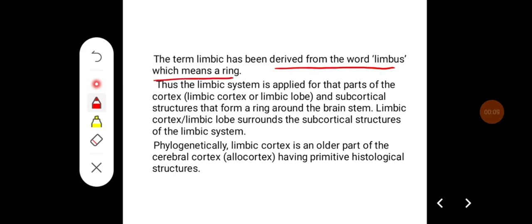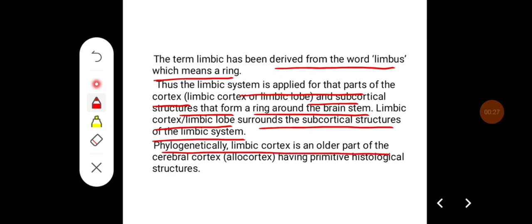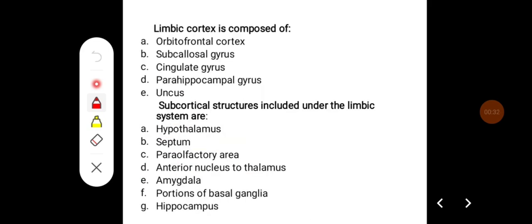which means a ring. Thus, limbic system is applied for that parts of cortex and subcortical structures that form a ring around brainstem. Limbic cortex or limbic lobe surrounds the subcortical structures of the limbic system. Phylogenetically, limbic cortex is an older part of the cerebral cortex having a primitive histological structure. The limbic system is composed of orbitofrontal cortex, subcallosal gyrus, cingulate gyrus, parahippocampal gyrus, and uncus.